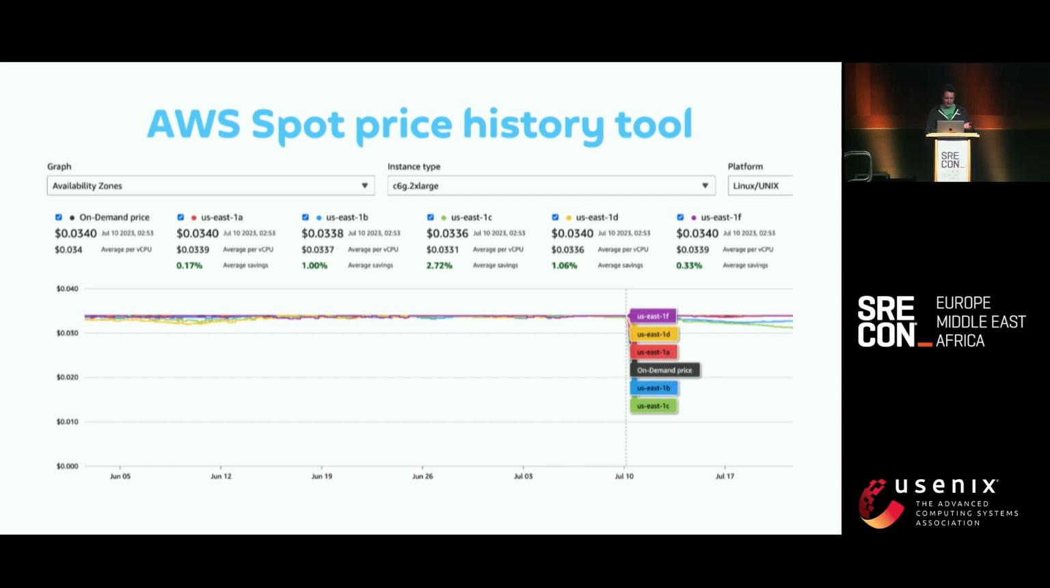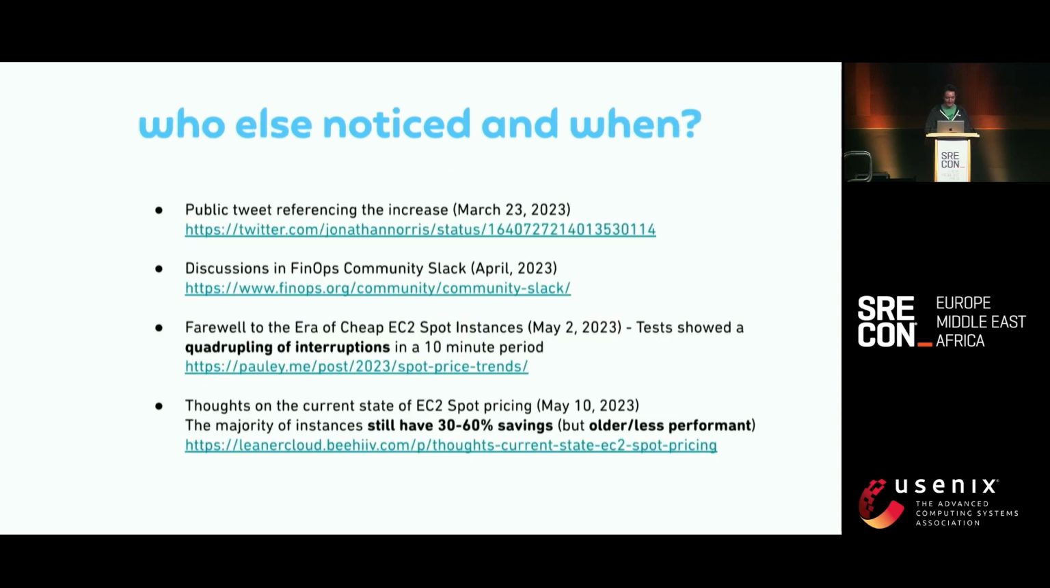AWS has a tool where you can view individual instances, and the top line there, which is obscured by the actual price because it's right at it, is the on-demand price. And you can see very little discount. Less than 1% in some of the AZs. Not great. So who else noticed?